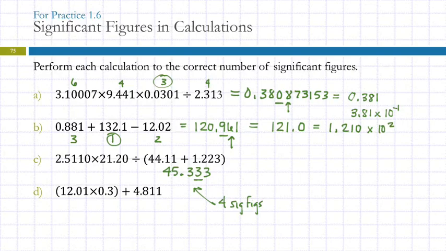So that number is already in my calculator. I'm just going to leave it there. And then I'm going to multiply by this, multiply by, no wait, I can't do that. I'm dividing by this. There's ways around it, but better to just start at the beginning now. So start up here, 2.5110 times 21.20 divided by that 45.333 equals. And so the calculator says 1.174270399.